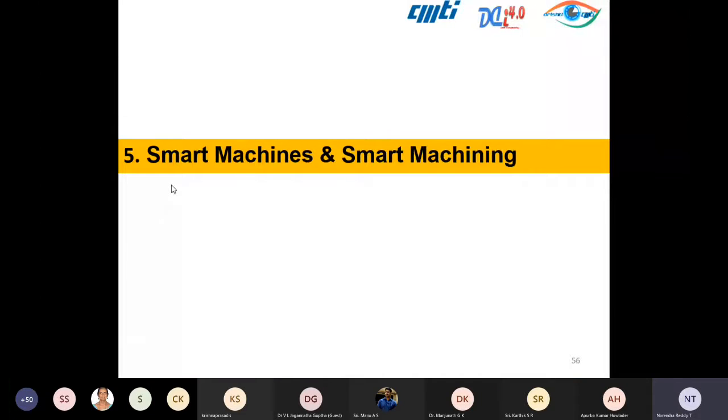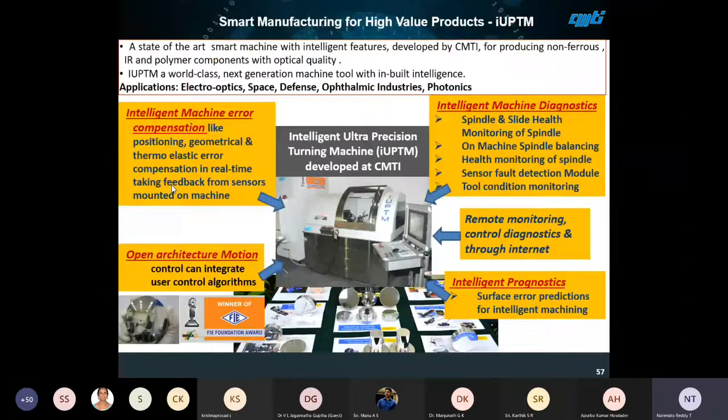Now the last topic of my presentation is smart machines and smart machining. This is the machine we developed in 2013. You can see that at that time itself we worked on these smart modules. One is intelligent machine error compensation: how to correct in real time positional errors, geometrical errors, and thermoelastic corrections. It is in real time with simple temperature sensors, but we have done extensive experimentation, and with the help of AI and ML modules we could correct it very effectively.